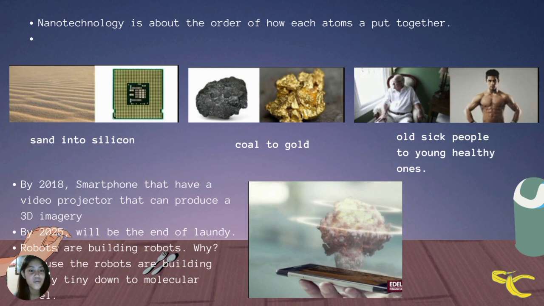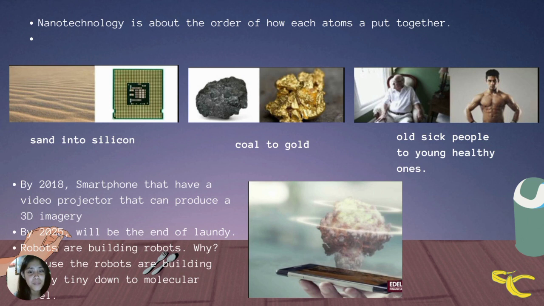And here we have coal, and we know what coal is. The materials that make up this coal will be manipulated and converted into gold. Imagine from coal to gold, how big the difference is, how impossible it seemed for us. But now that we know the application of nanotechnology to the actual world, it is very possible.